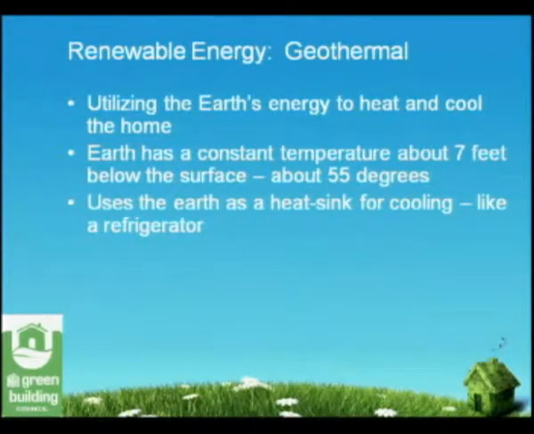We use the Earth as a heat sink for cooling, much like a refrigerator. With a refrigerator, you put a warm can of soda in, and you come back an hour later and it's cold. How did that transfer take place? Well, the refrigerator is basically pulling the heat out of that soda and dispensing it in the back of the refrigerator where that coil is. Well, we're doing kind of the same thing with geothermal.